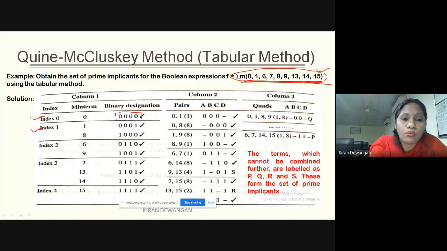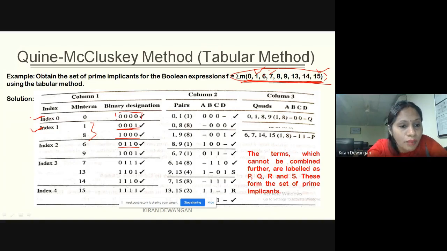Index 1 will have those min terms whose binary designation has only one 1. Only one 1 will be present in the binary designation of the min terms. So we are having 1, binary designation is 0, 0, 0, 1, so we are writing it under index 1. Then we are having 6 also, 7 also. 6 binary designation is 0, 1, 1, 0. So how many ones are present? We are having 2 ones.